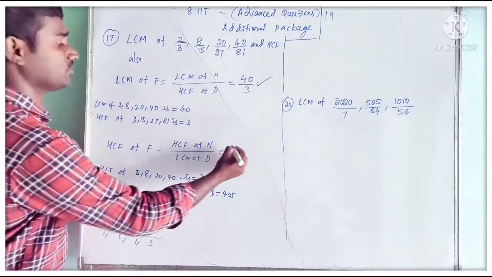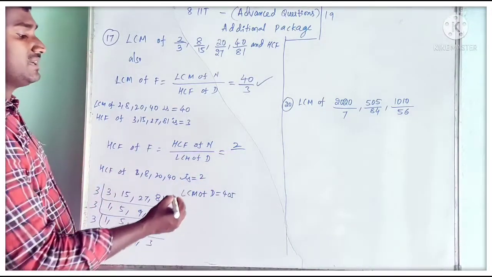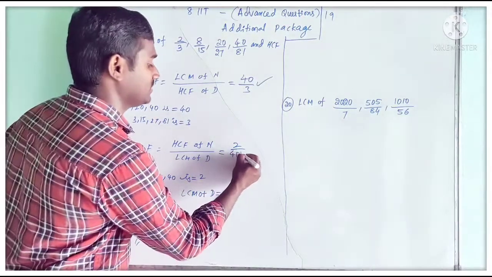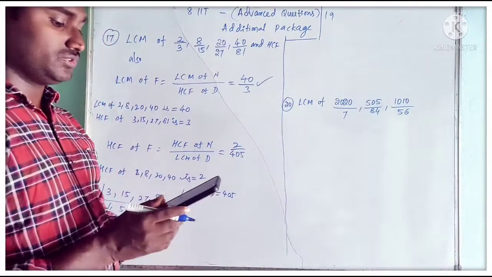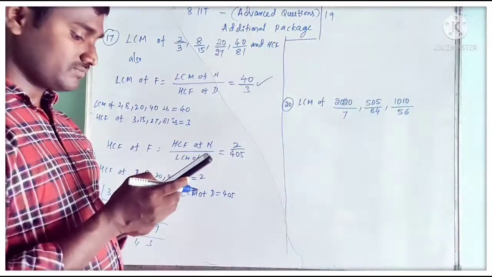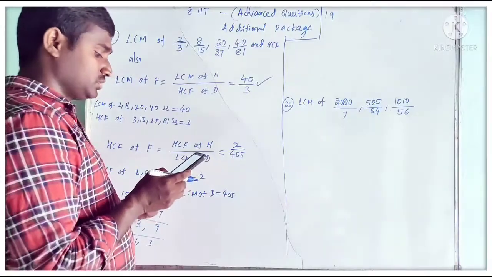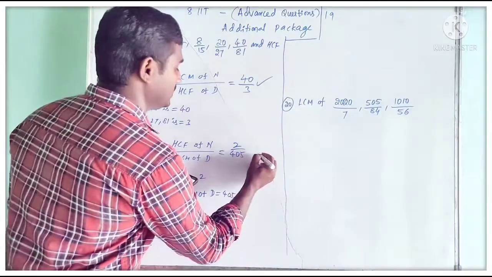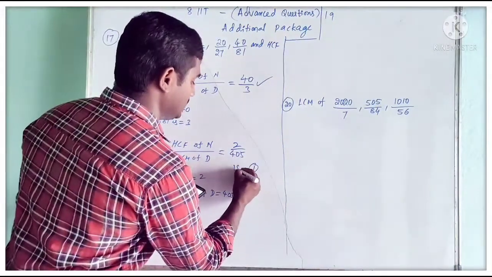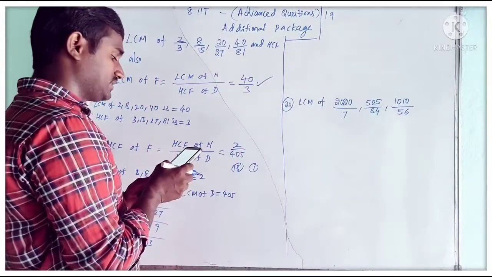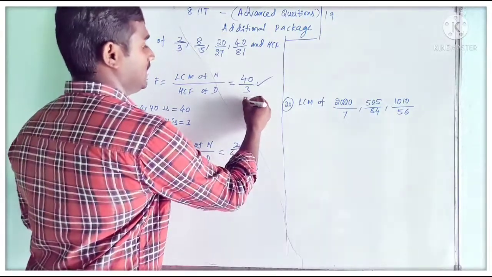HCF of numerators, how much did we get? 2. And LCM of denominators, how much? 405. So what is the correct option for this? Option 1 for the 18th question, and for the 17th question, option 3.